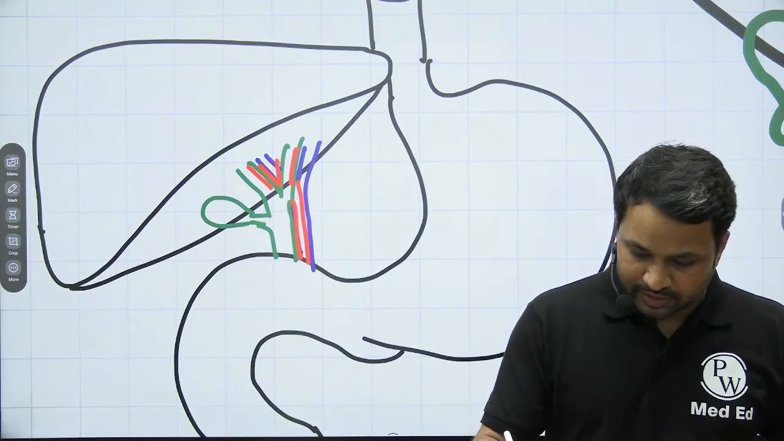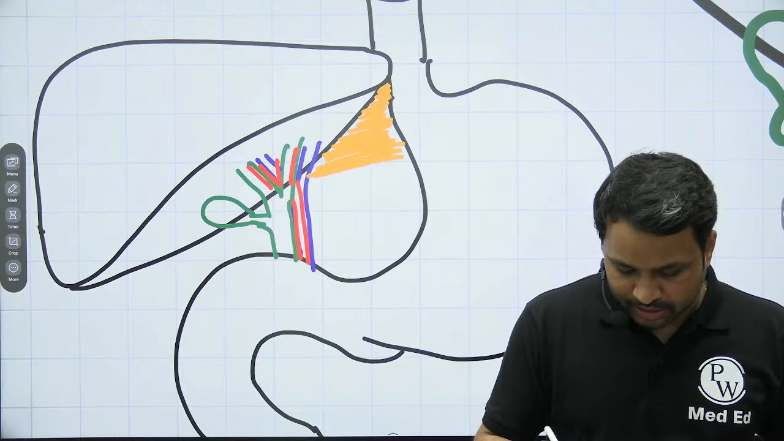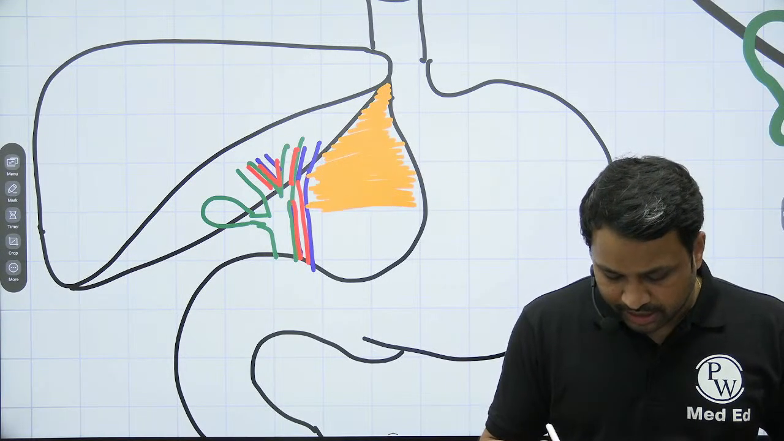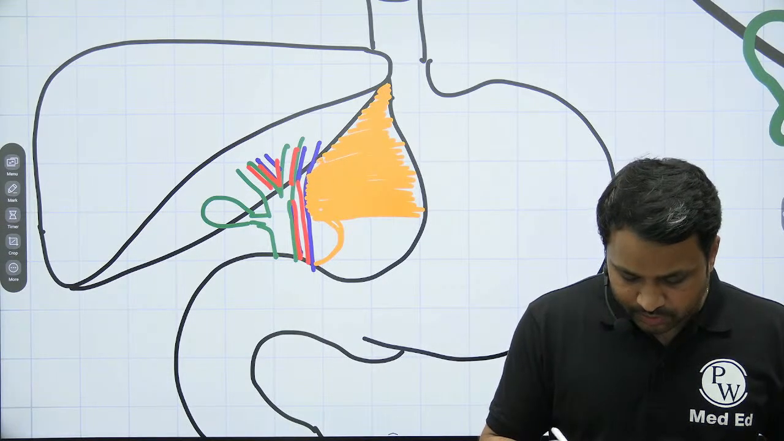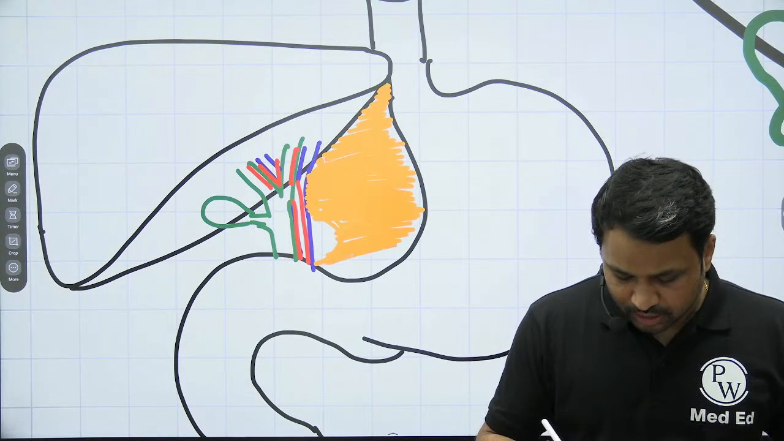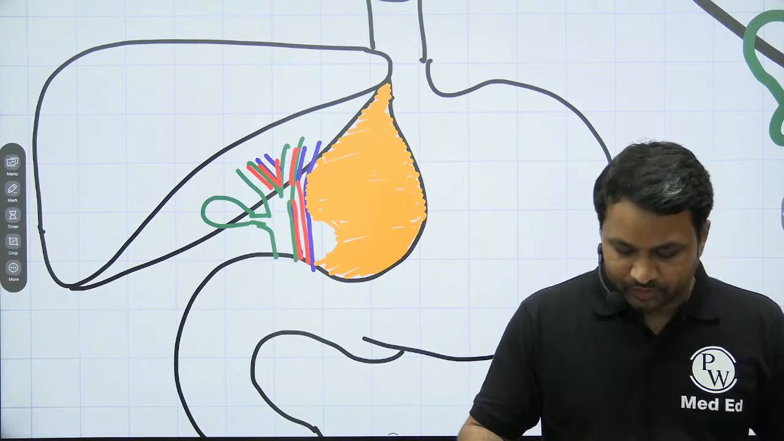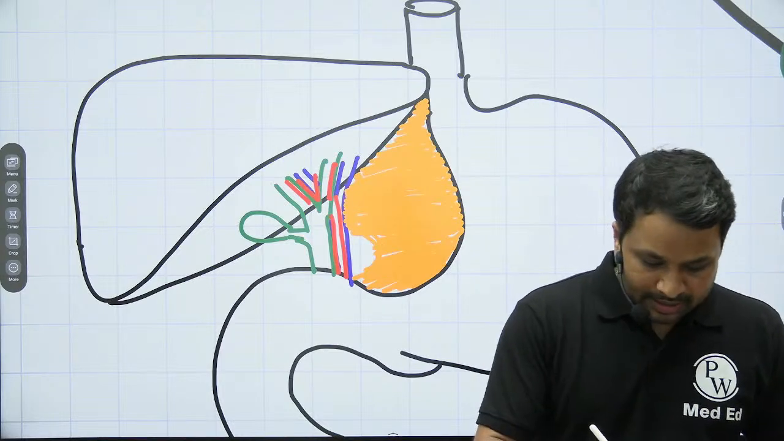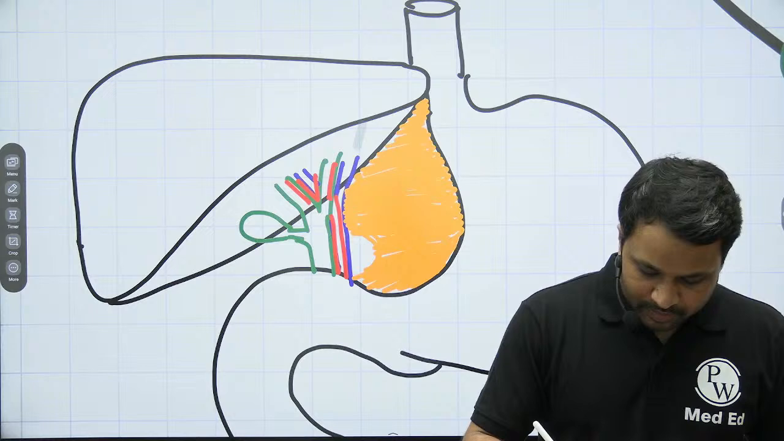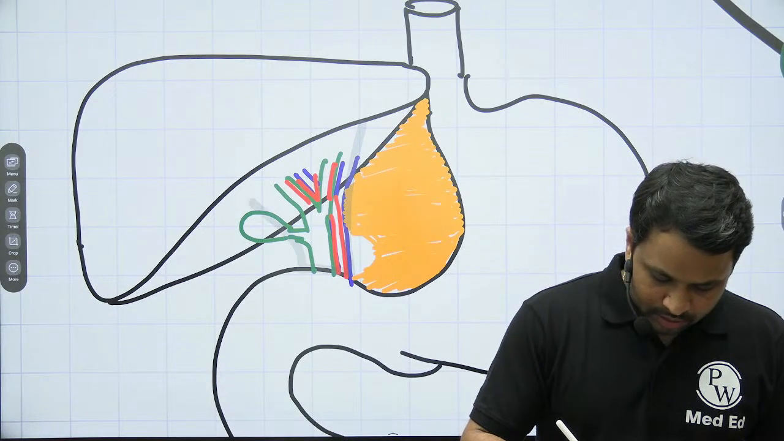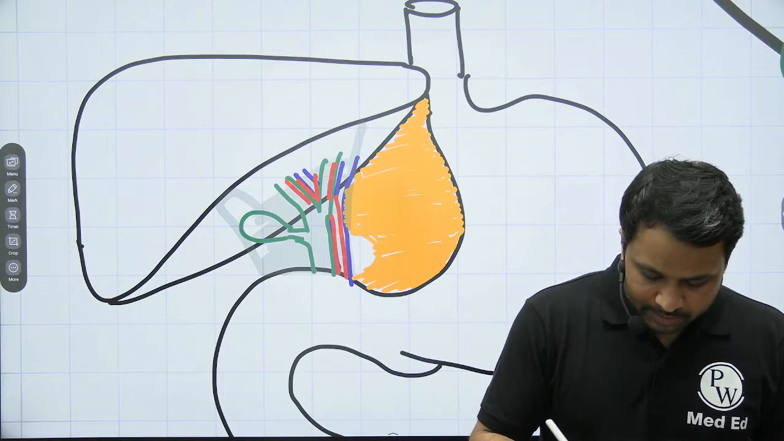ये lesser curvature of the stomach है. Lesser curvature of the stomach में you will see this is all the mesenteric fatty covering that you have, and suddenly you'll have a small gap from here, and this is what we call as the foramen of Winslow. ये जितने भी structures आपके present हैं, all these three structures are encased in this fibrous band. This is what we call the hepatoduodenal ligament. तो hepatoduodenal ligament के अंदर ये आपका portal triad present है.